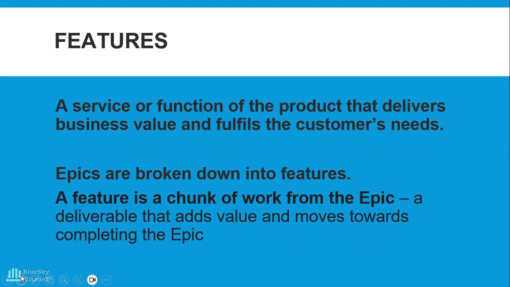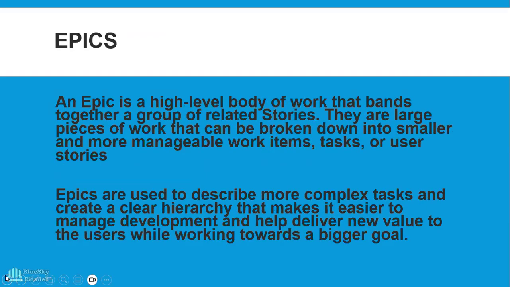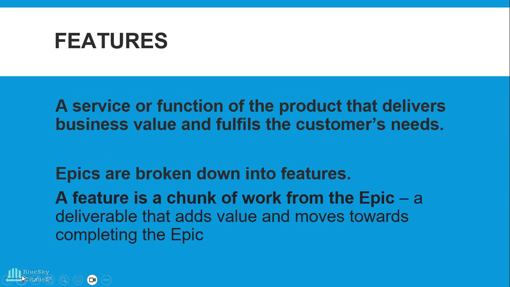Remember, I said I'm going to be going back and forth just to make sure we understand. I said that an epic is a high-level body of work, right? And further down in the first paragraph, it says it can be broken down into smaller and more manageable work items, tasks, or user stories. Here you have it, an epic can be broken down into features. So in a hierarchy, the epic is right at the top, and then the feature goes next. It's a chunk of work from the epic, a deliverable that adds value and moves towards completing the epic.